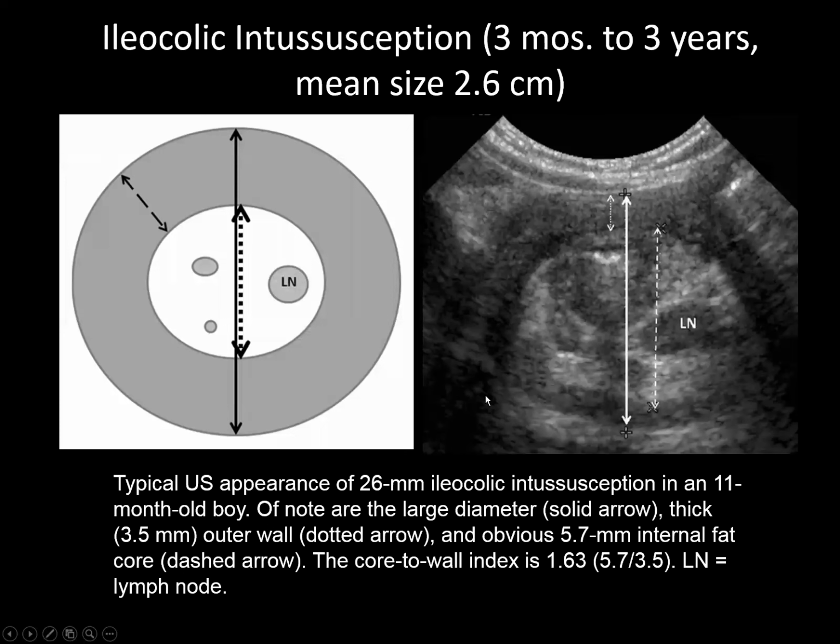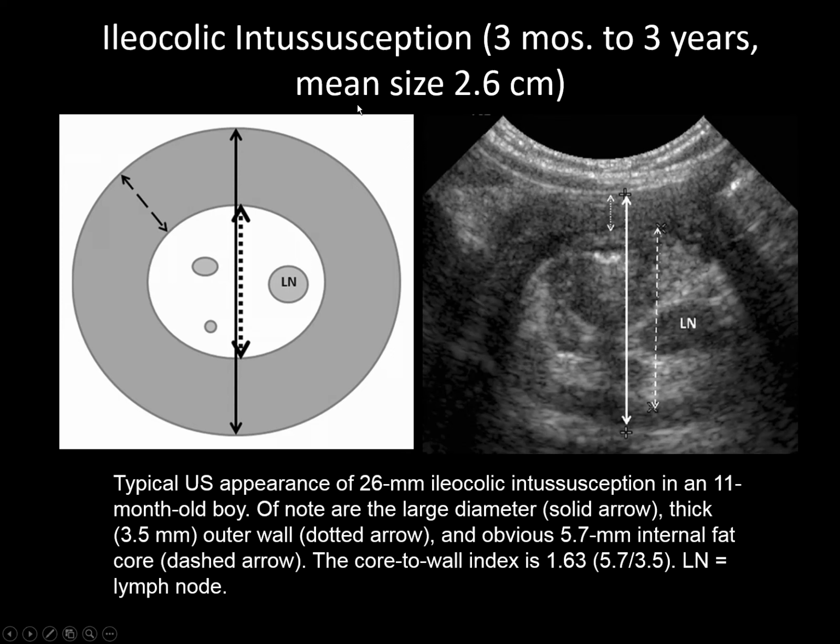This is from an article in Radiology that was published in 2013, where they found that the thickness of the mesenteric fat within the intussusception compared with the outer wall was always greater than 1 in ileocolic intussusceptions and less than 1 in small bowel intussusceptions. This is a graphic on how to measure it. You pick the transverse image where you see the thickest fat within the intussusception. You take that thickness and divide it by the outer wall thickness, which would be the cecum in ileocolics.